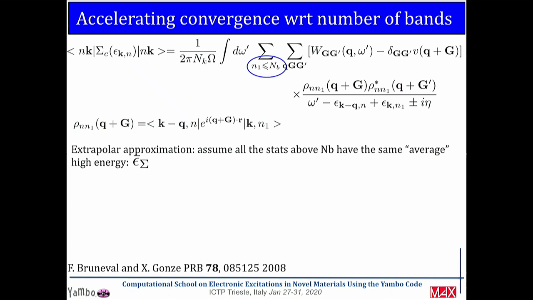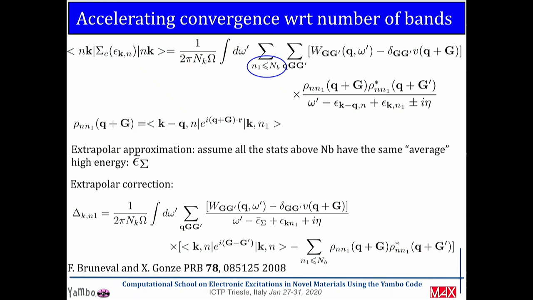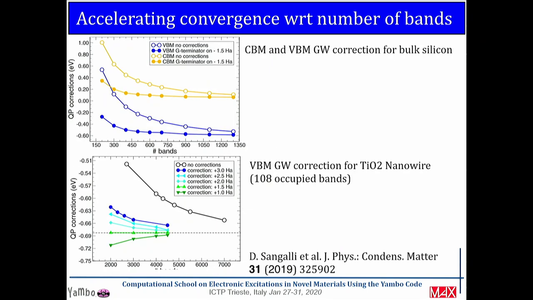Making this approximation, now we can exchange here the order of the summation, and we can calculate here what is missing from the summations, and so we can correct the value we obtained summing up to NB with these corrections. And as you can see here, this accelerates a lot the convergence with respect to the empty bands entering in our calculation.